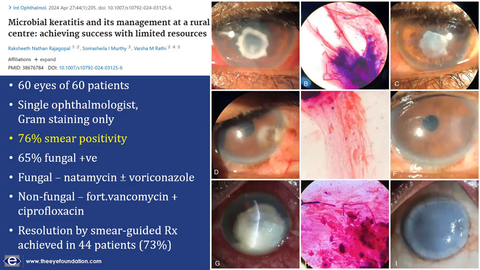Cefazolin was in shortage at this point in time. That's why vancomycin was used, along with topical ciprofloxacin. And we found that a resolution just by the smear-guided treatment was achieved in 73% of patients, in a subset of patients who can otherwise go on to have worse outcomes. We also noted in the study that patients at a rural setting tended to present much earlier and were therefore more amenable to treatment by medical means alone.